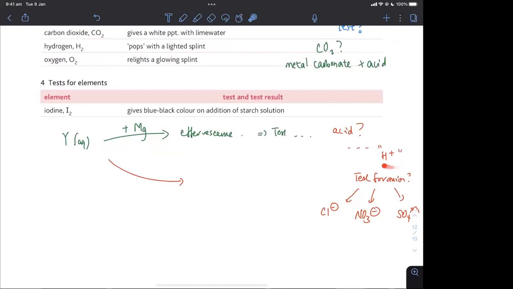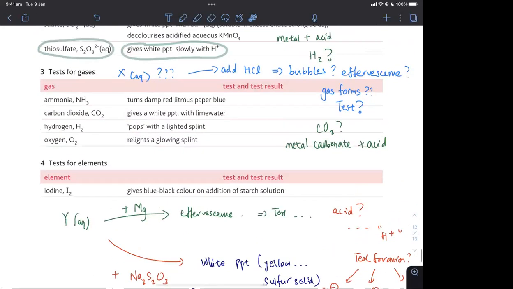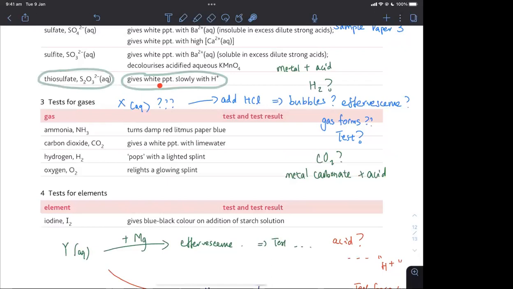But what else could they do to confirm the presence of H+? They can then ask you, add some sodium thiosulfate. Na2S2O3 is Na+, 2 of it, but your key component here is your thiosulfate. Your thiosulfate is S2O3 2-. Thiosulfate will react with acid, and they will give you a white precipitate. It looks a bit yellow actually because it is sulfur. Sulfur as a solid is actually yellow, which is insoluble in water. So you get a white precipitate forming as thiosulfate reacts with acid. Yes, it kind of looks a bit yellow, but we write it as white precipitate.